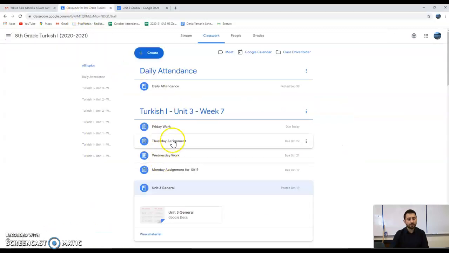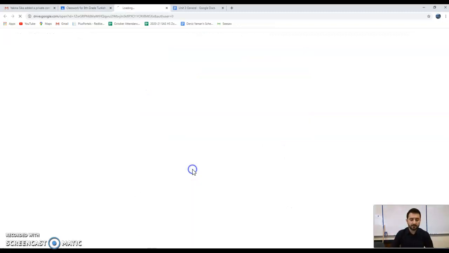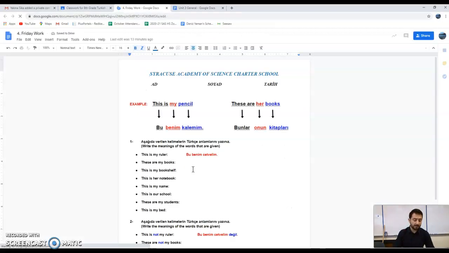And for example, today is Friday, and today's assignment is basically wrapping up everything we learned. So I'm gonna just open that up for you. This assignment is a very great assignment because it literally tells you the words in order. So for example, I gave you an example. This is my pencil. So how do we say this is? It means bu. How do you say my? It means benim, right?